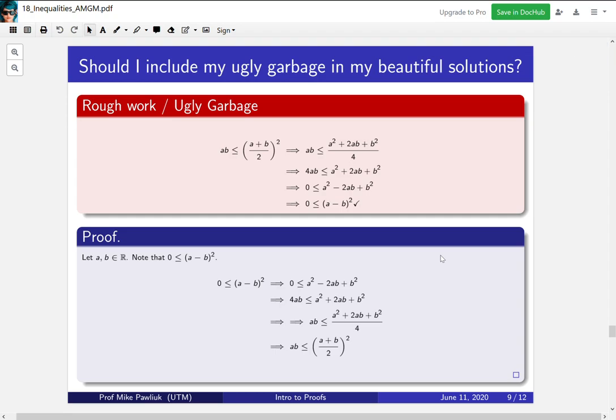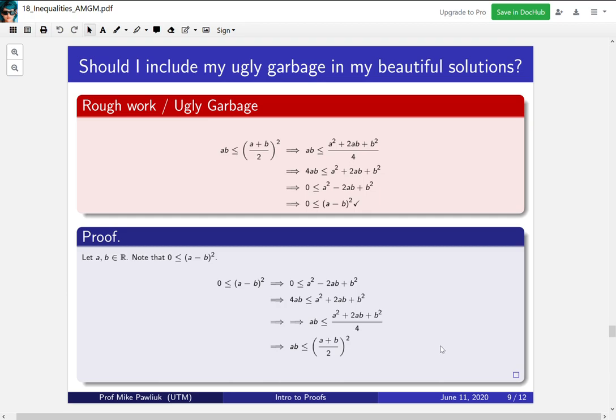Another common question I get is, should I include my ugly garbage in my beautiful solution? And right away, the way I worded that should give you your answer. I partly call this ugly garbage because I don't want people to include it with their beautiful work. All you need for your proof is your proof.